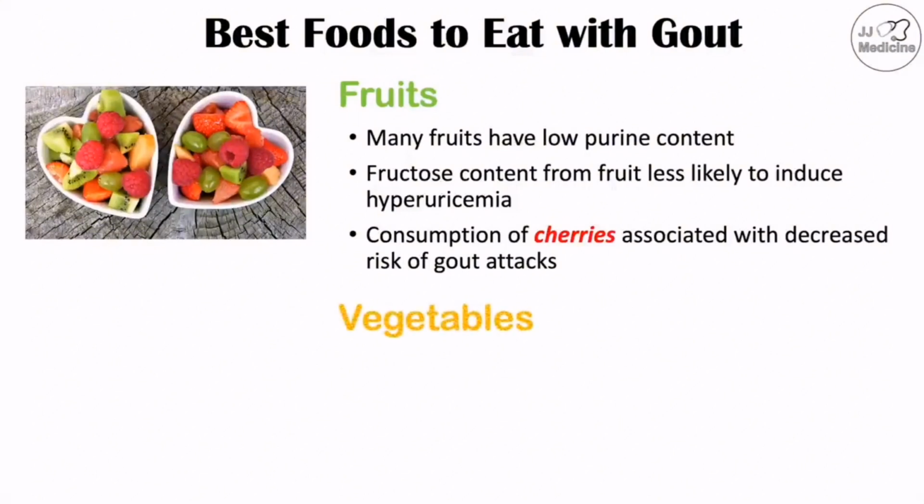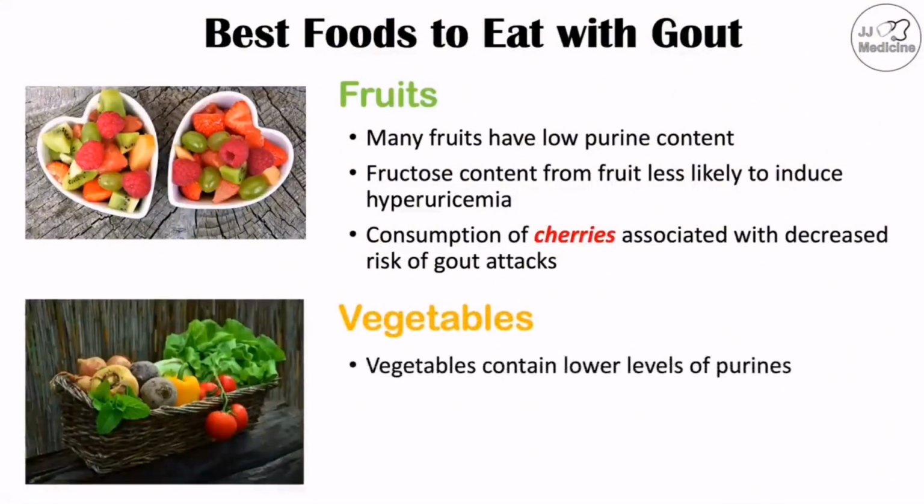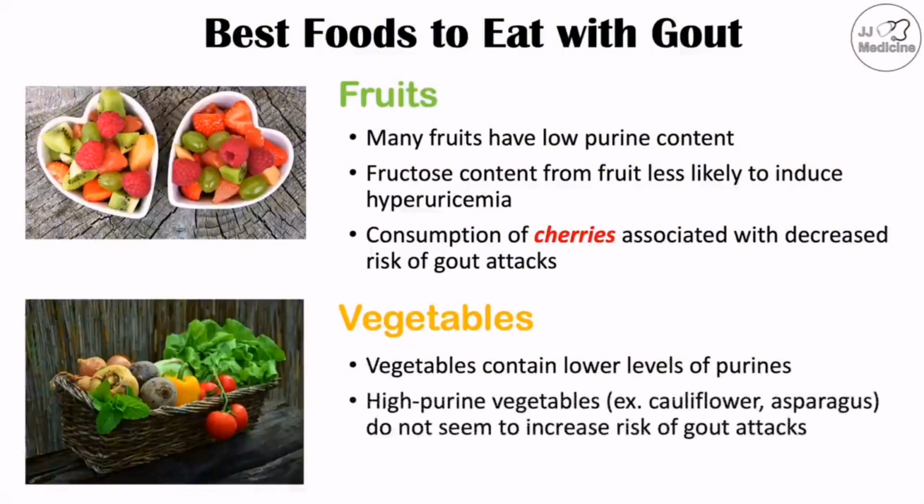Another group of foods that are best to eat if you have gout include vegetables. Again, the reason being, vegetables contain lower levels of purines. But there are some vegetables that contain high purine levels. These include cauliflower and asparagus.